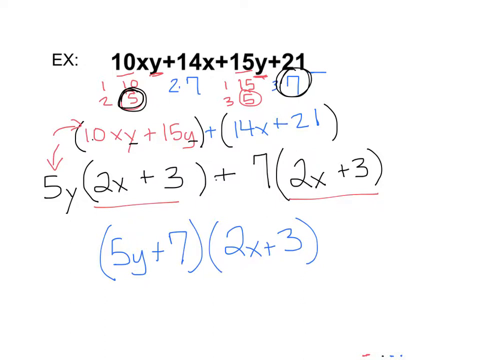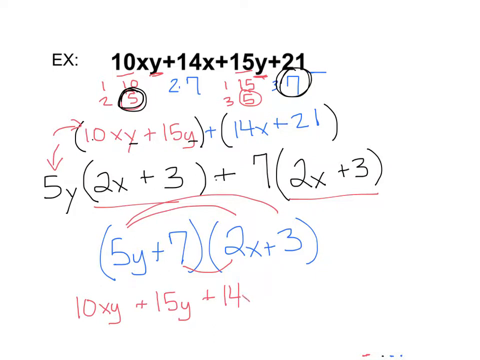Once again, because this is factoring, we can check really quick to see if we've done things correctly. So we multiply across, we get 10xy. We multiply our outer values, we'll get 15y. We multiply our inner values, we get 14x. And we multiply our last values, and we get 21. Since this matches our original equation, we're correct, and we've done things properly.